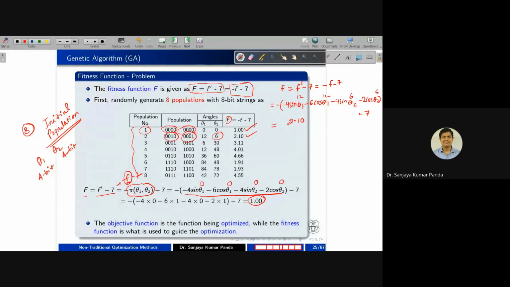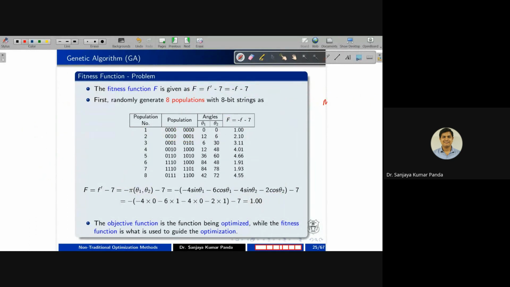So if anybody asks you, let's say this is a minimization problem. Which solution is better? Can anybody say, out of these 8 populations, which population is better if it is a minimization problem? The first solution is better because that is generating the lesser value. Similarly, let's say the highest value is, I think, 4.66 if I am correct. So the fifth population solution is better in the case of maximization.